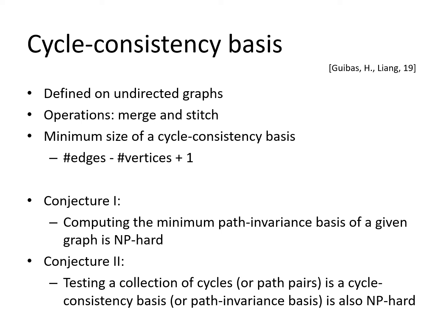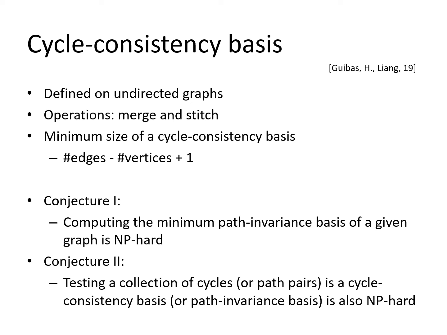The difference between the path-invariant basis and the cycle consistency basis is as follows. For the cycle consistency basis on directed graphs, we know the minimal size: the number of edges minus the number of vertices plus 1, which is related to the spanning tree of a graph.